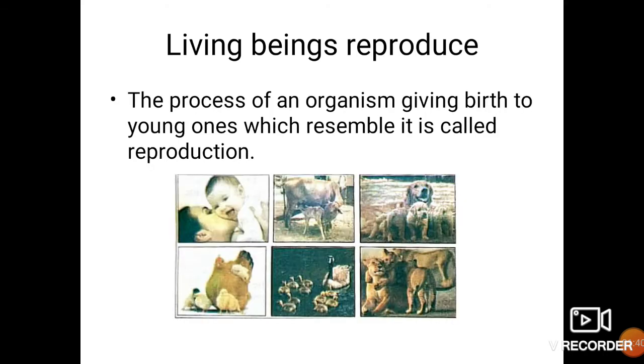The seventh characteristic is living beings reproduce. The process of an organism giving birth to young ones which resemble it is called reproduction. Some animals carry out reproduction by laying eggs and some others by directly giving birth to young ones. Similarly, plants reproduce through seeds and stems.